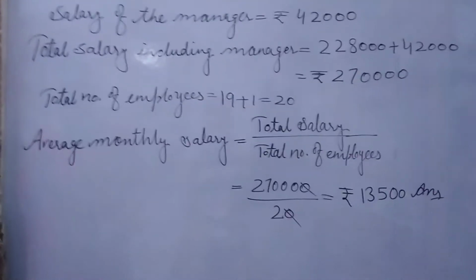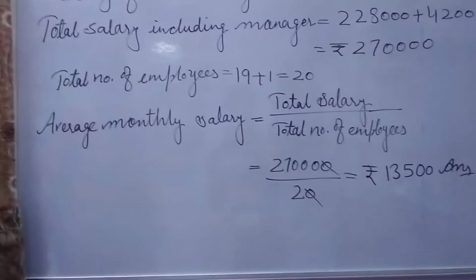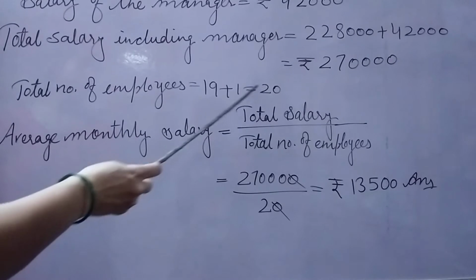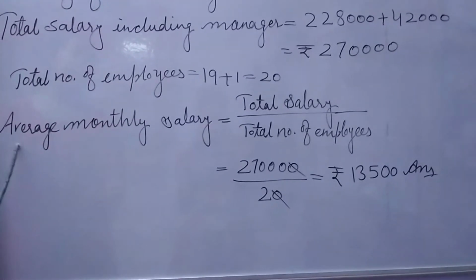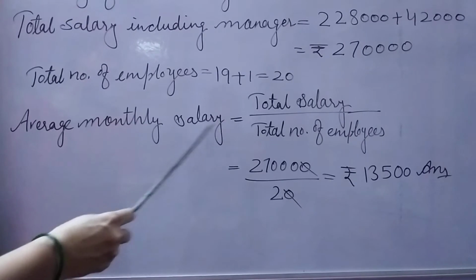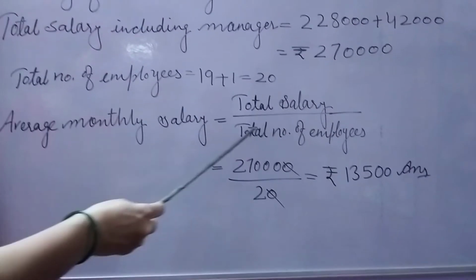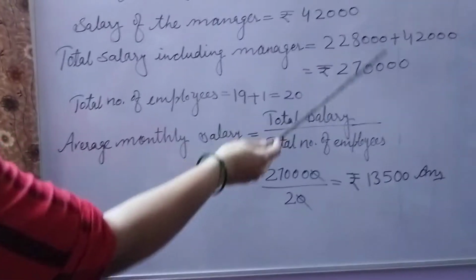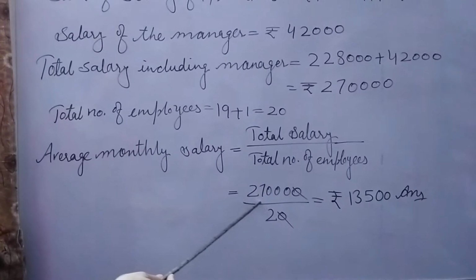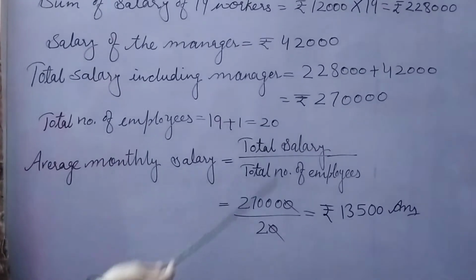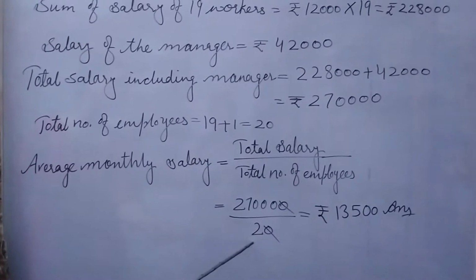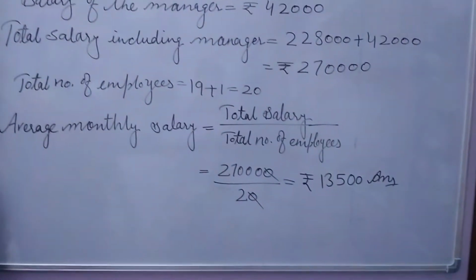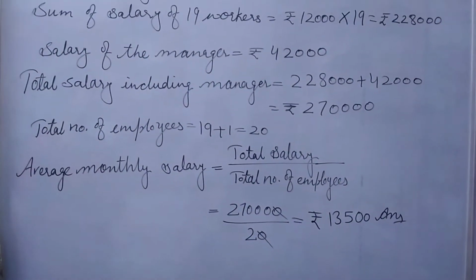Okay, now it is asked to find the average monthly salary paid to all the employees. We know that there are total 20 employees. Average monthly salary is equal to total salary divided by total number of employees. Total salary we found here, it is 2,70,000, divided by 20 employees. After dividing we get the answer. This is the average monthly salary of the employees of that factory. Okay, this is the answer.